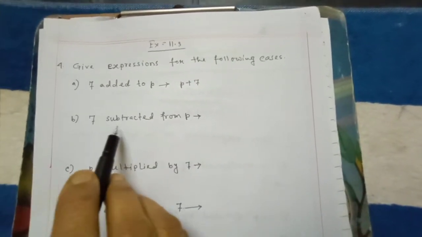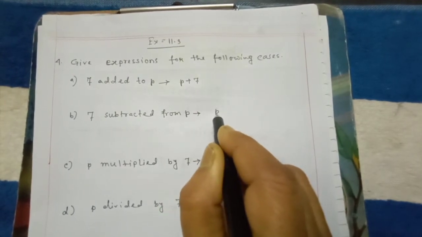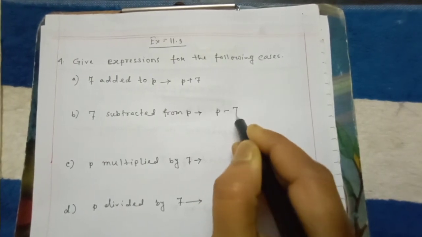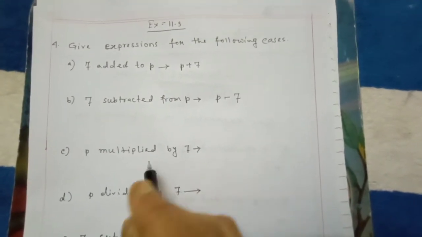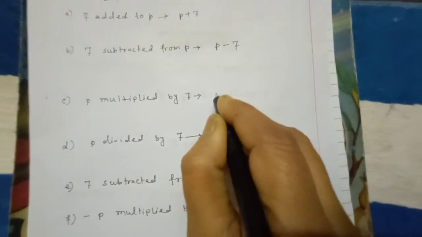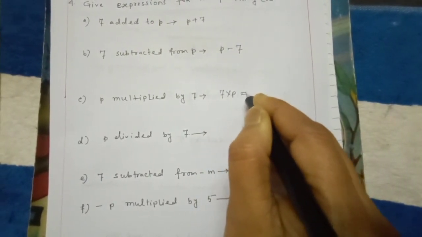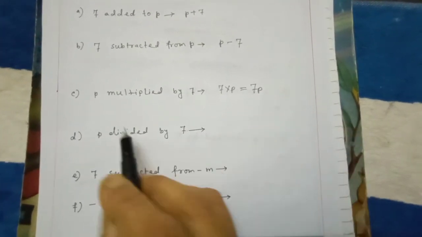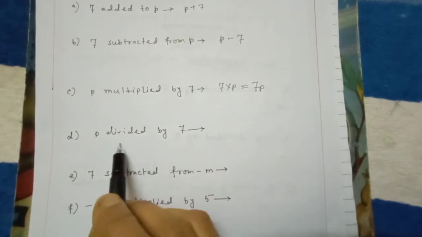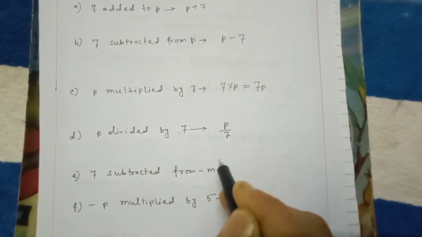Now 7 subtracted from p. It is the same way. 7 subtracted from p, so p you have to write first only. 7 subtracted means p minus 7. Question number C: p multiplied by 7. That means 7 into p, that is 7p. P multiplied by 7 is 7p. P divided by 7 means p divided by 7.